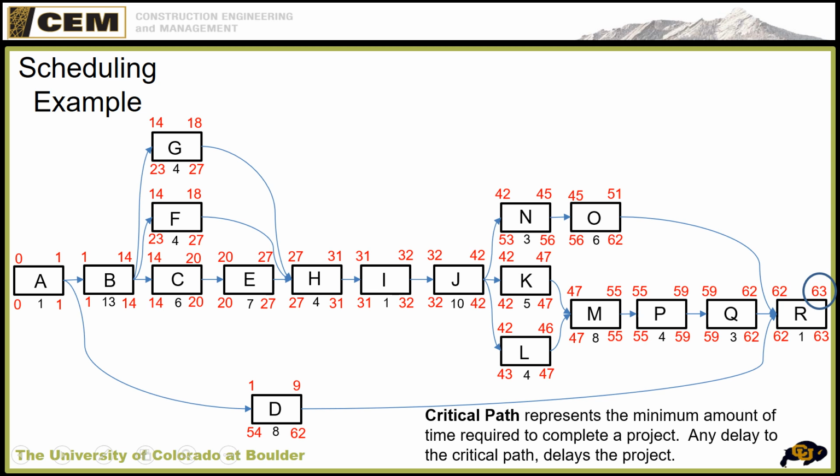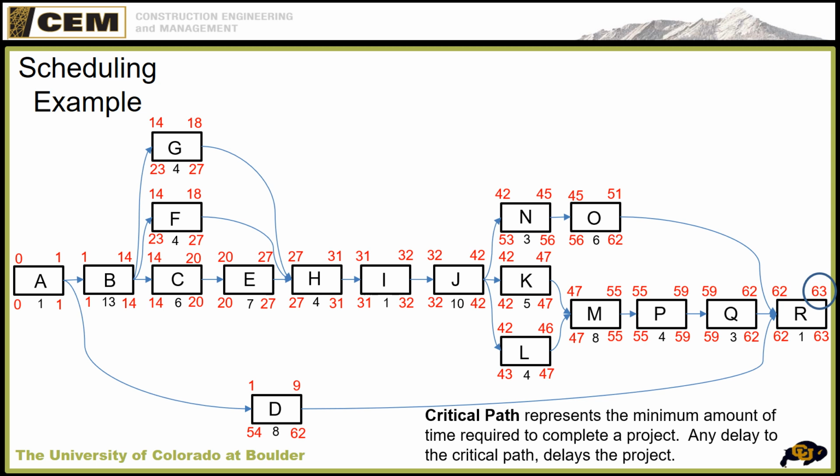So if we delay I 2 days, we would start on 31, but we wouldn't finish until 34. That pushes all the way through to the end, and we would finish on 65. Okay, so I always ask the class, all right, what if we do delay I? Are we guaranteed to finish late? If everything else holds true, yes.